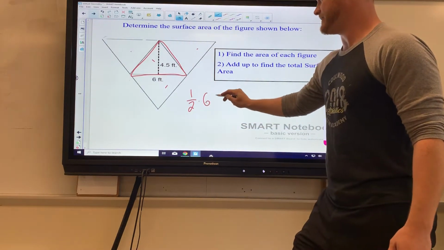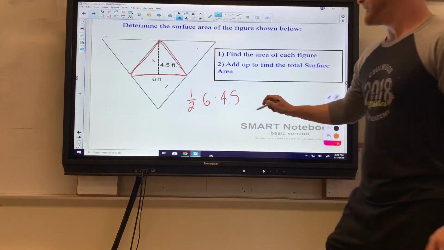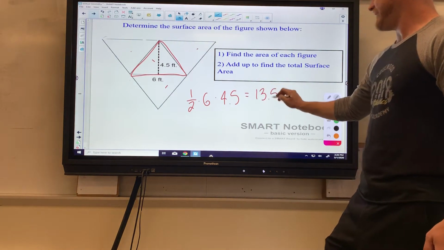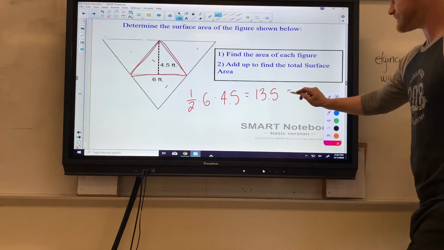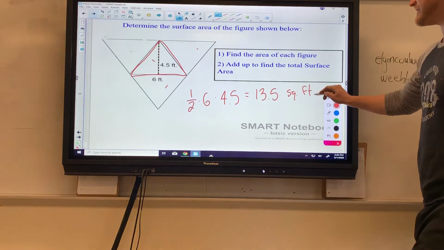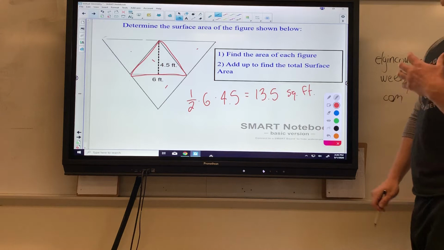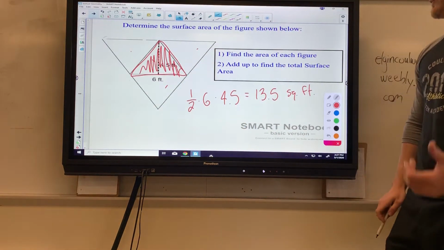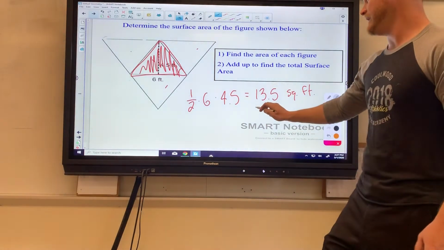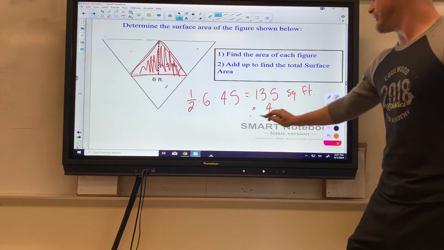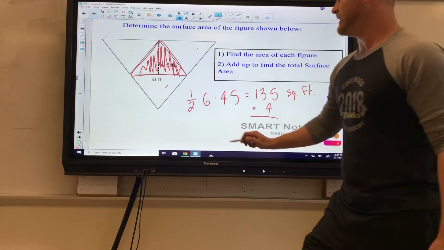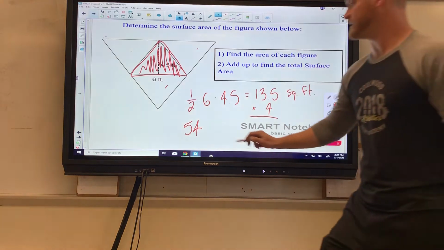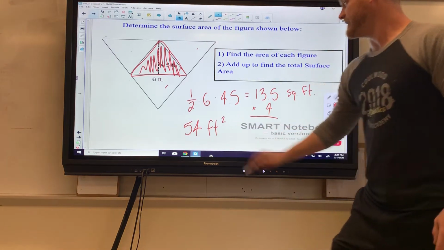Since these are triangles, remember, it's 1/2 times base times height. In this case, 1/2 times 6 times 4.5 gives me 13.5 square feet. That's going to be an answer choice to try and trick you, but just know that it only tells me the area of this one. Since there are 4 of those, we multiply by 4, and 13.5 times 4 gives me 54. So in all, this triangular pyramid is 54 feet squared.